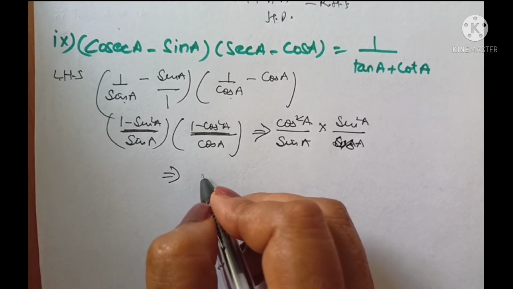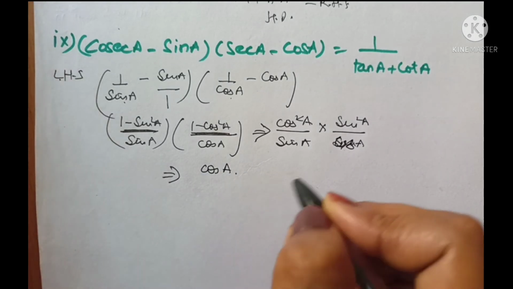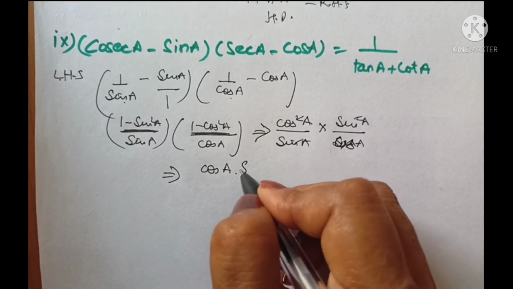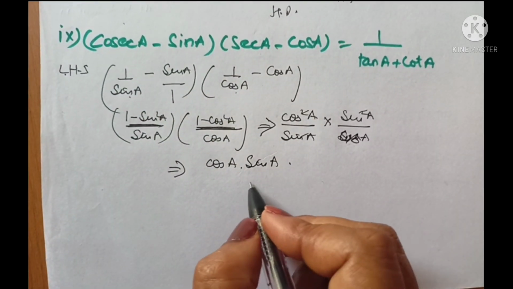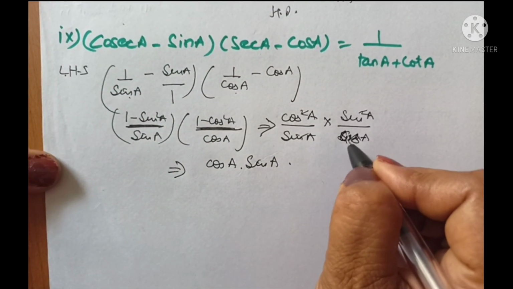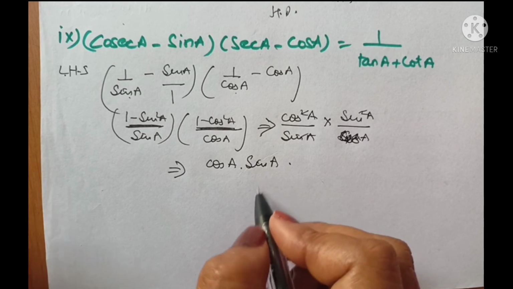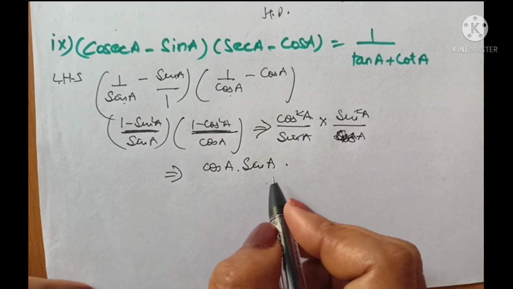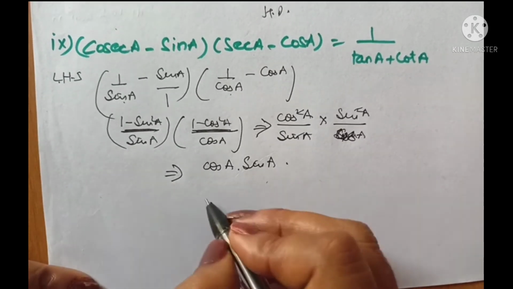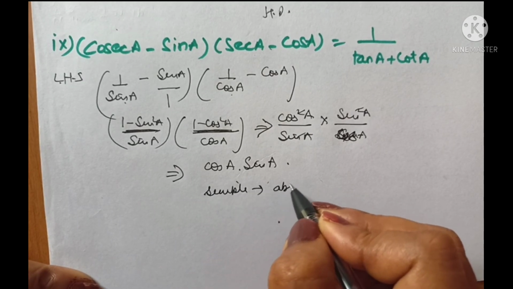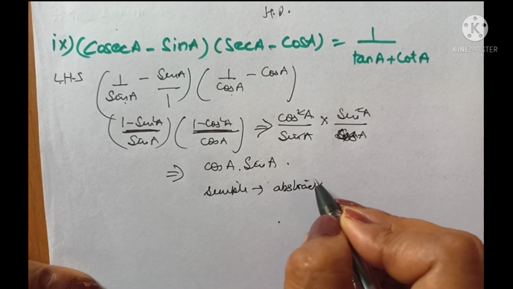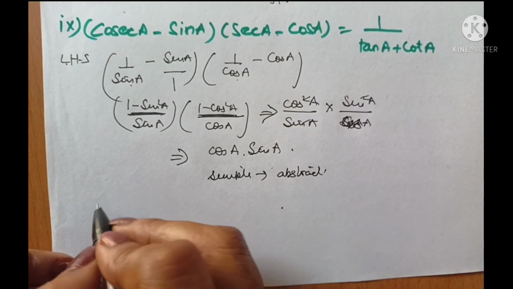1 cos gets cancelled. I am left with cos A. And 1 sine gets cancelled. I am left with sine A. So see, this is the most simplified form, isn't it? It is the most simplified form. We cannot go further. It's difficult to get further, right? It is difficult to get from simple to abstract. Okay. So that is why now we take up RHS.